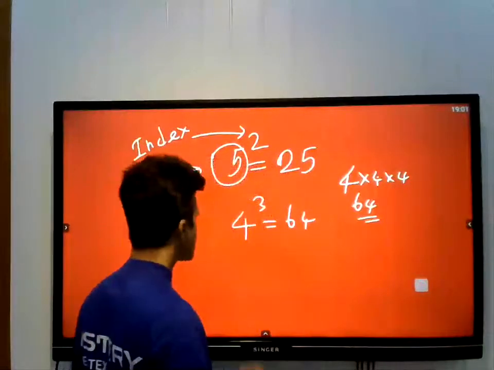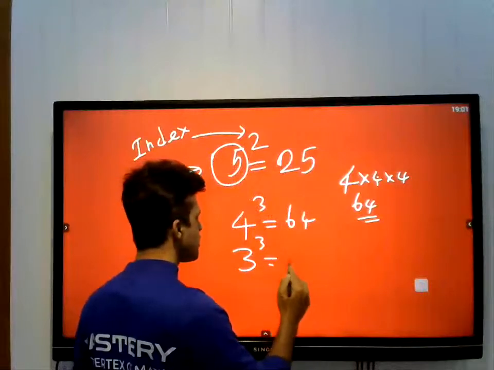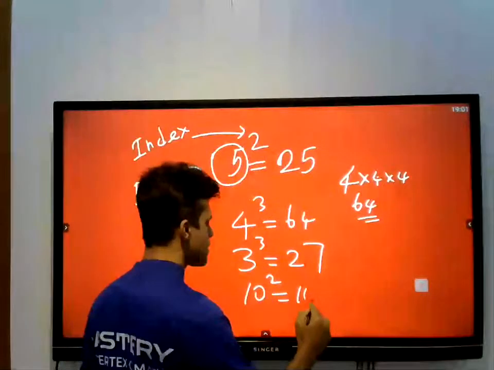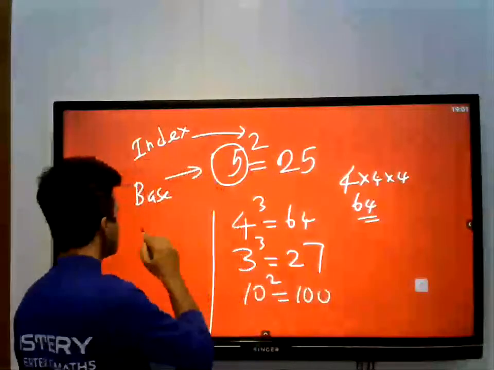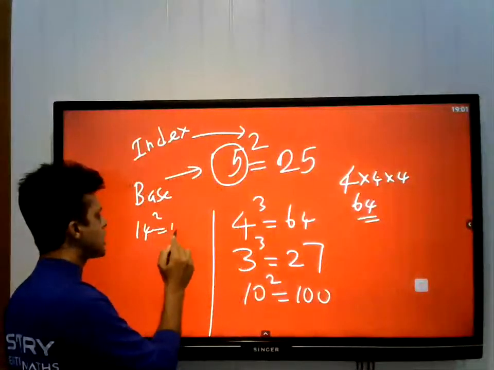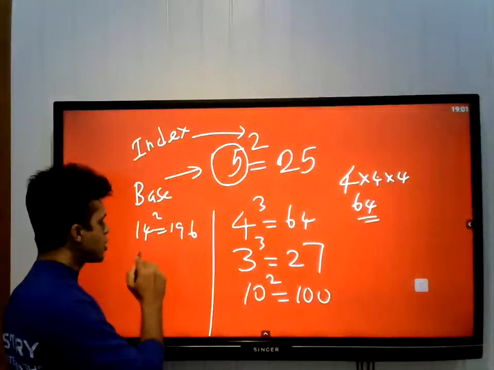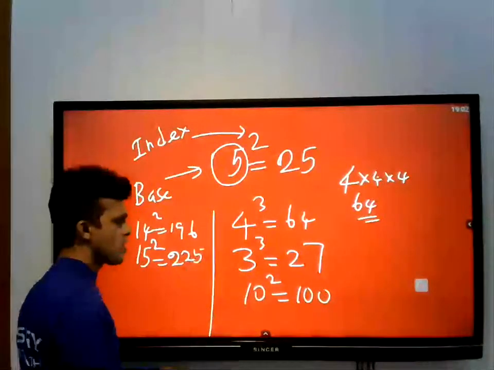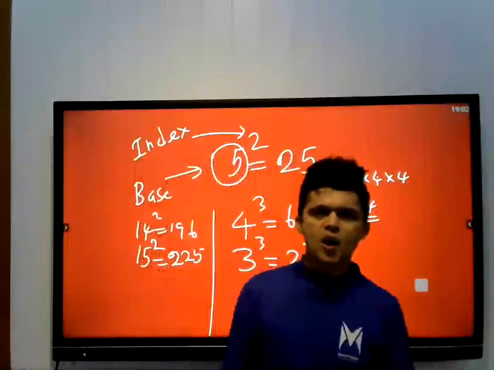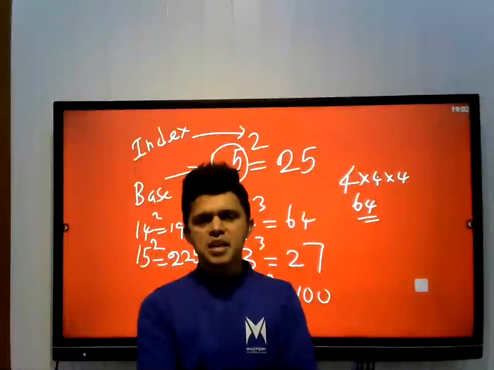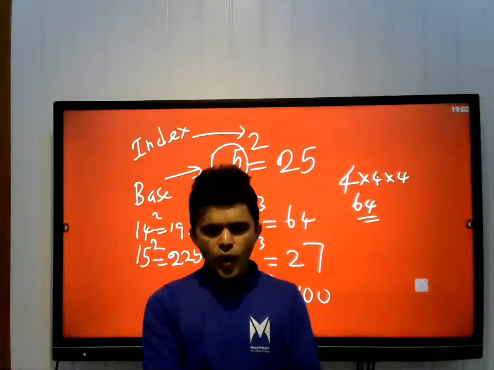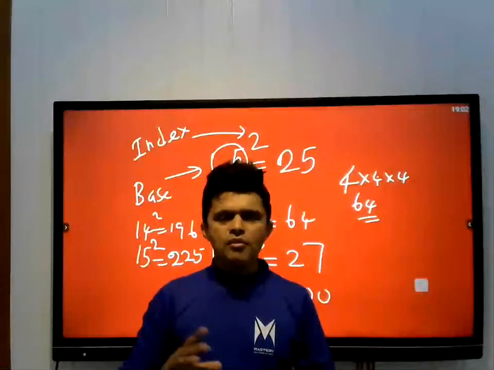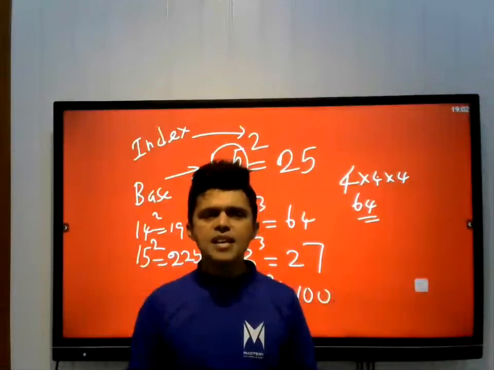Think of this one: 3 to the power 3 equals 27. Index form. 10 to the power 2 equals 100. 14 to the power 2 equals 196. 15 to the power 2, which means 15 squared, equals 225. All these relations are given in index form. This is the basic idea of index form.